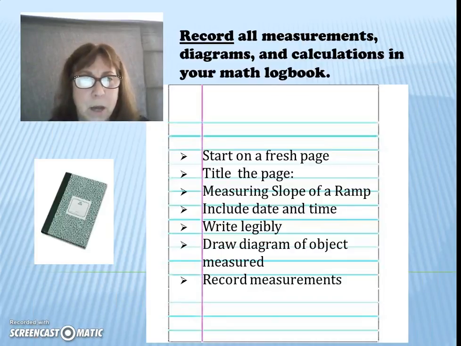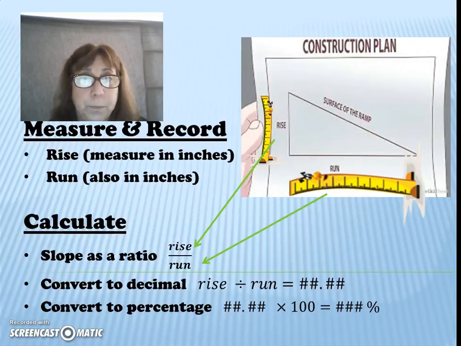In your math logbook, here's some more detail on what we're recording. The title, the date and time, and be sure to write legibly. Draw a diagram of what we're measuring, keep it simple, and record your measurements. We're going to record the rise and the run, and there's a little connection there with the arrow showing you where the rise goes in the numerator and where the run goes in the denominator, and the calculations we'll perform.